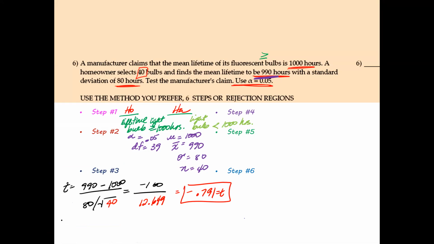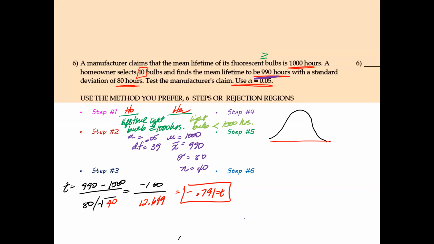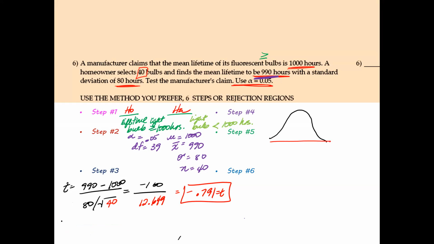For step number 4, we're going to go ahead and draw our picture here. Oh goodness, why does it keep doing that? Sorry. And when I draw this, what we're going to do is label this as 0.